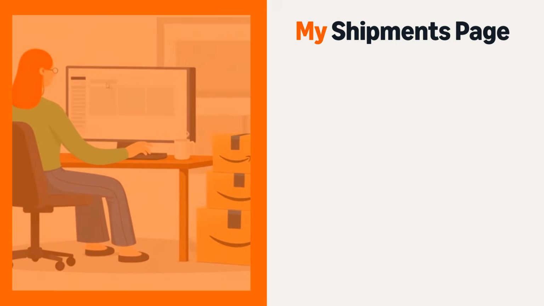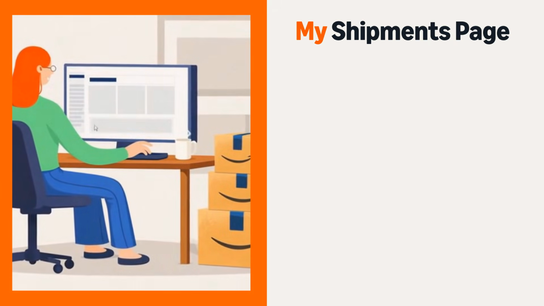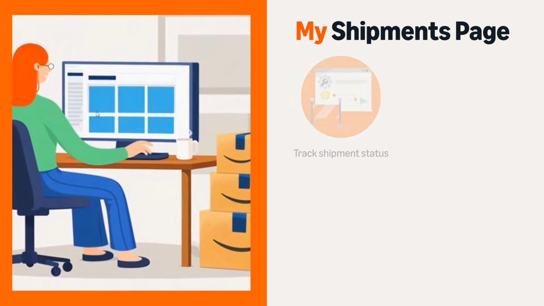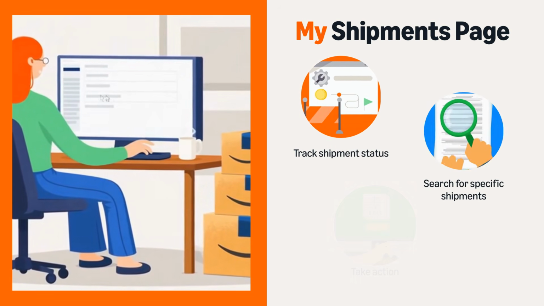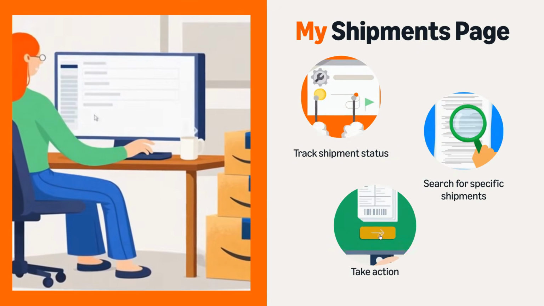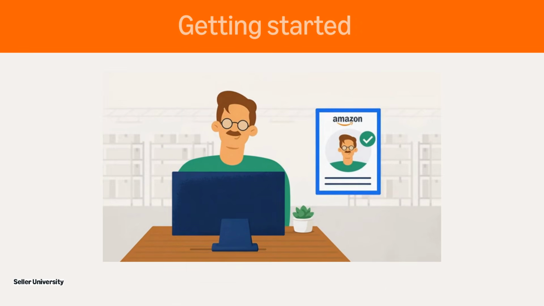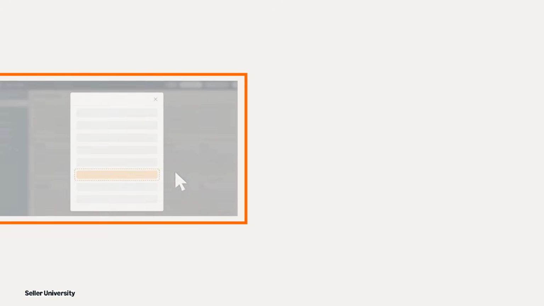The My Shipments page gives you a centralized view of all your inbound shipments to Amazon. From this page, you can track shipment status, search for specific shipments, and take action without navigating away from your queue. To get started, sign in to your seller account and navigate to the Manage Shipments page. You will find it within the Manage drop-down menu.